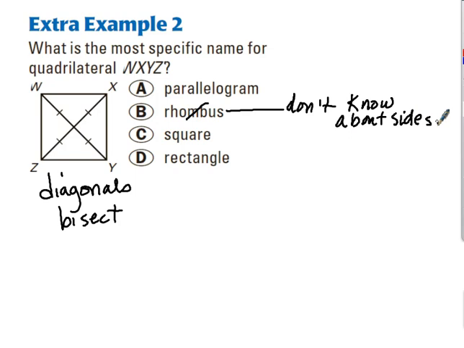Now let's see, do we know whether it's a square or not? Well, we still don't know about the angles. We only know that the diagonals bisect each other. Now they do bisect each other in a square, but we don't know if all sides are congruent, and we don't know if all angles are congruent. So since we don't know about the angles, it is not a square and it is not a rectangle.